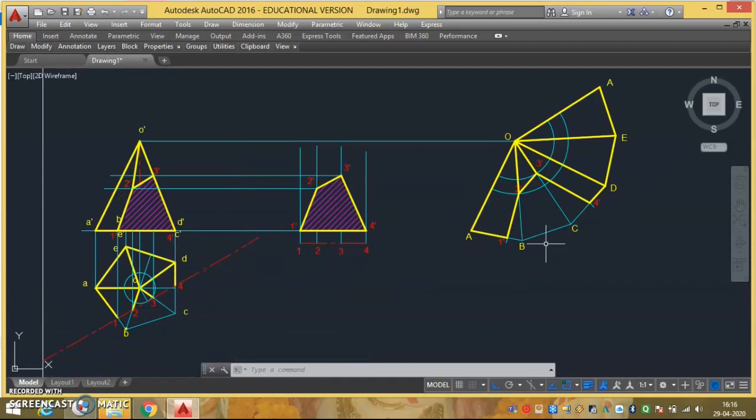Now what we have done is, we have not joined only this 2 to B line and 3 to C line. Why is that so? Because the 2 to B line is removed and the 3 to C line is removed. That is why we have kept this portion light, and the remaining portion we have drawn dark. So this is the development for this particular pentagonal pyramid.